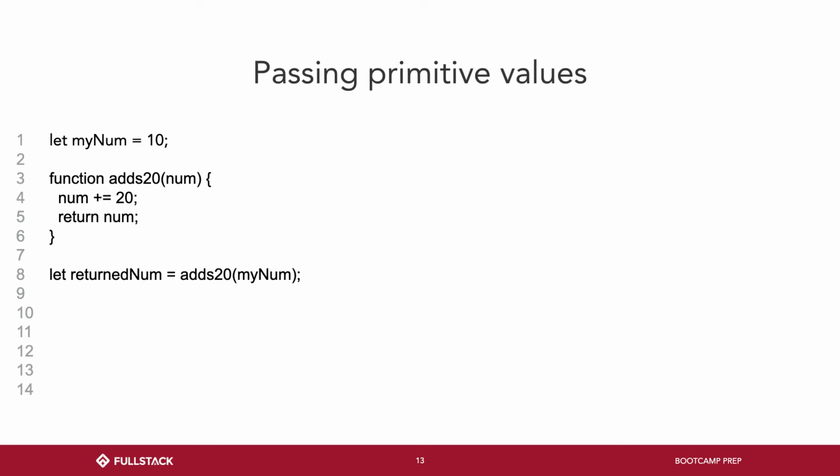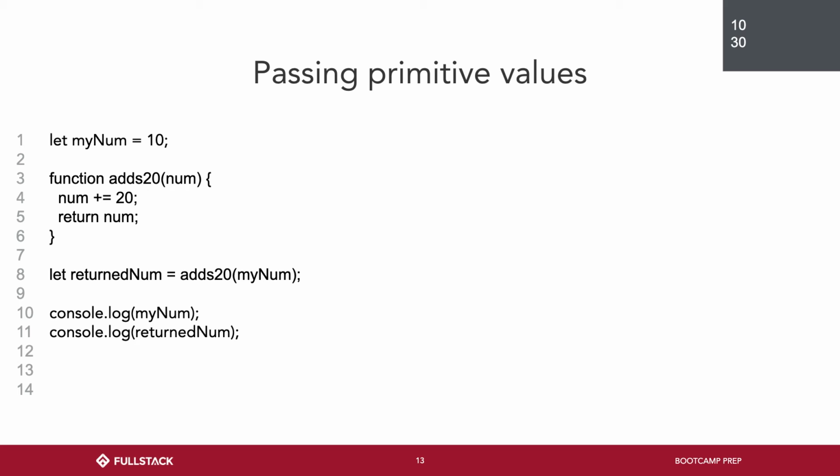Let's talk about functions really quick, because I didn't actually go over this. So if I say let myNum equal 10, and I have this function that adds 20 to a number and returns that number. So I say let returnNum equal adds20, and I pass in myNum, which is 10, and I console.log myNum, I get 10, right? But I console.log returnNum, I get 30, right? Because 10 plus 20 is 30. But you see myNum stayed the same.